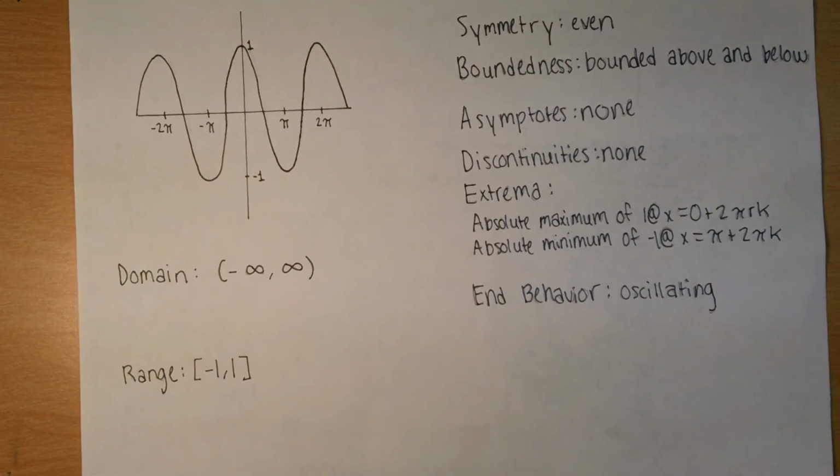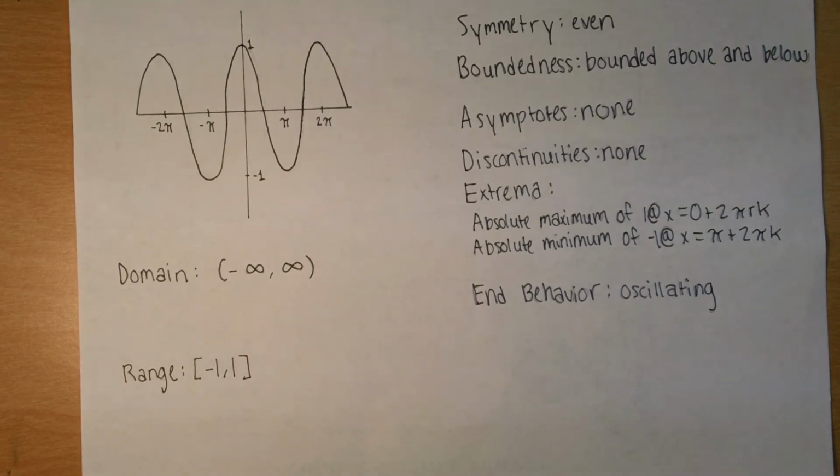The second function is y equals cosine x. When we compare this to the last function, we see that the graphs have the same shape, just translated over. The domain of this graph is also negative infinity to infinity, and the range is also -1 to 1. The y-intercept of this graph is 1. The symmetry for y equals cosine x will always be even.